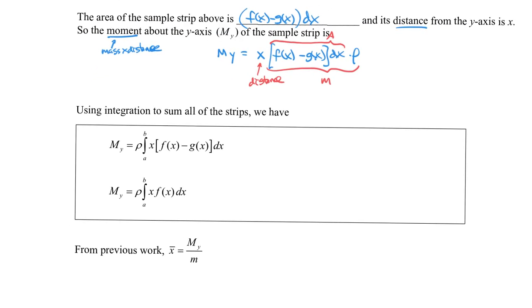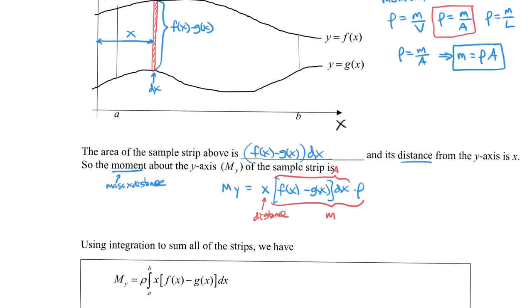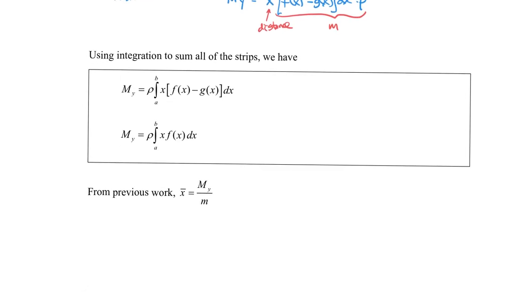So of course we want to sum all the strips, right? We want to sum all these sample strips from A to B, so we're going to use integration. And that gets us this formula right here, M sub y. We've got our density, the mass, and the distance. The density we just pull out in front because it's just going to be some number, and then we multiply and integrate from A to B. That would give us the moment about the y-axis.